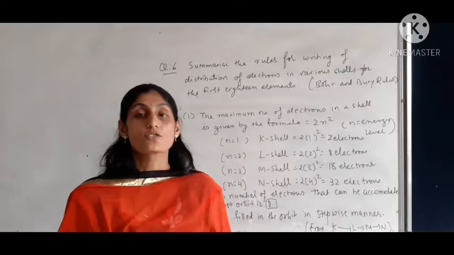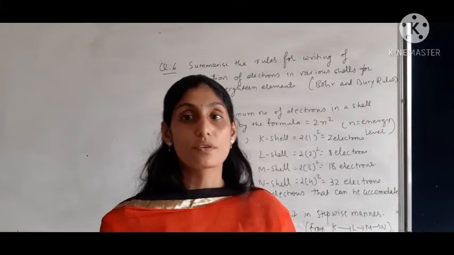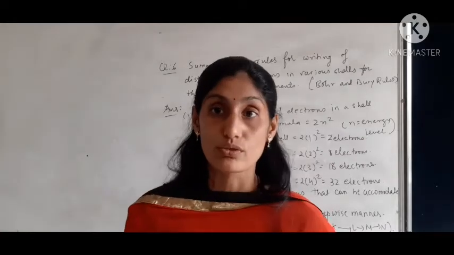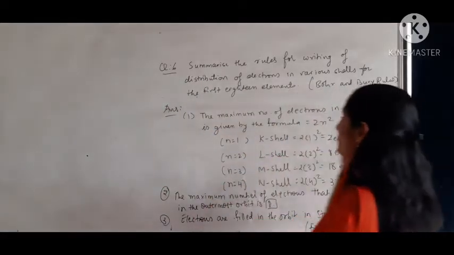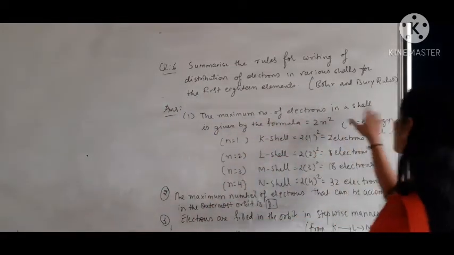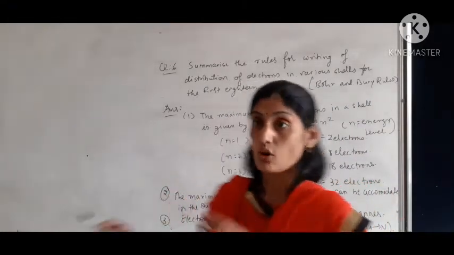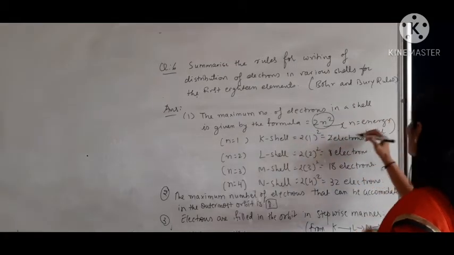Question number 6 is based on Bohr and Bury rules. Bohr and Bury rules are there for the arrangement of the electrons in the specific orbit, how they are going to be arranged. So we have to follow some rules. Here you can see the rules. Very first rule: the maximum number of electrons in a shell is accommodated in the particular orbit by the formula 2n square. Here n is equal to the energy level.